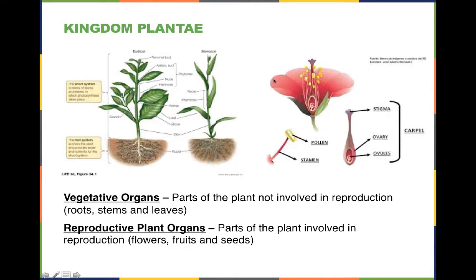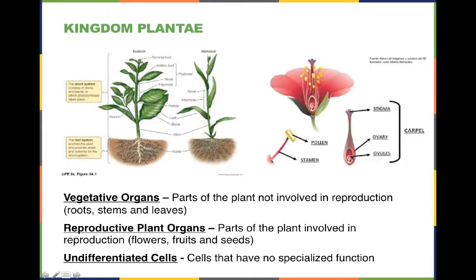And here's the flowers with the production of pollen, which is the male aspect of the plant. And here's the female aspect with the stigma, where the pollen attaches and extends down to the ovary where the egg is, and then the fertilization occurs down here. And then there are certain cells related to the plant that are neither reproductive or vegetative. In fact, they have no specific specialized function, and those are called undifferentiated cells.